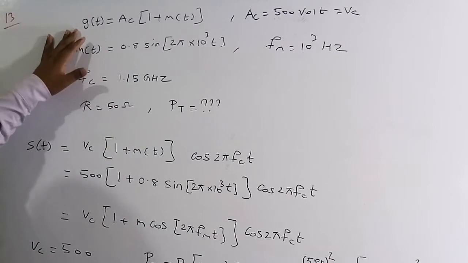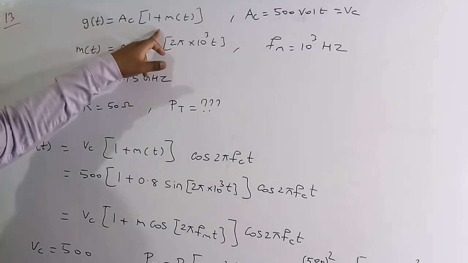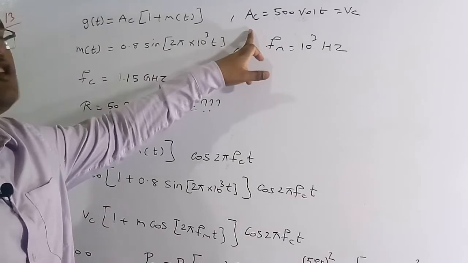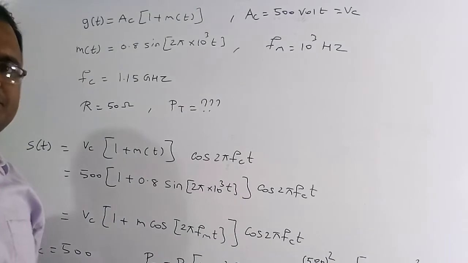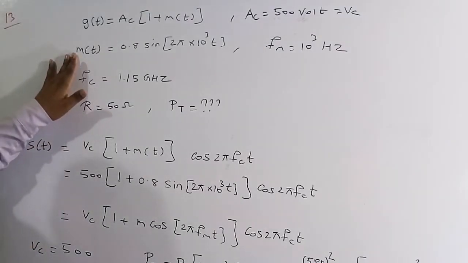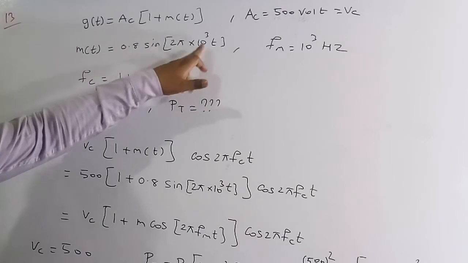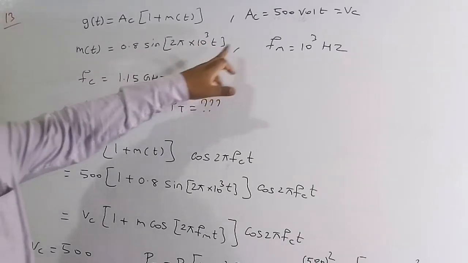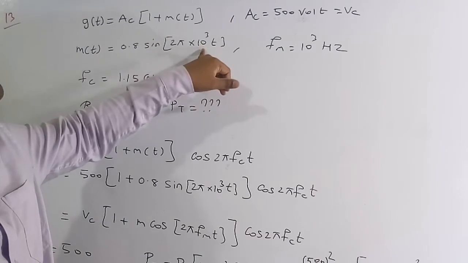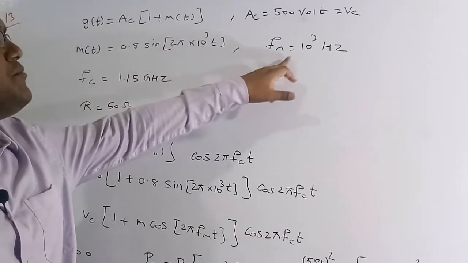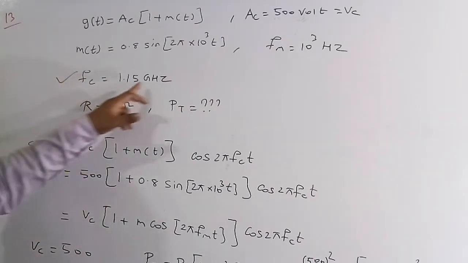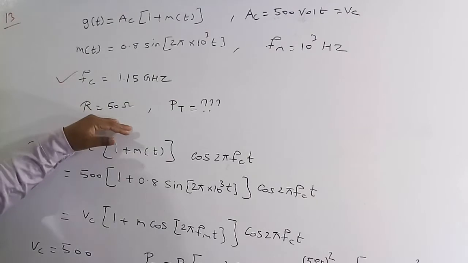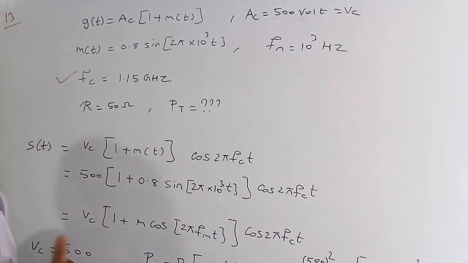The question gives a complex envelope waveform Ac into 1 plus m of t, and Ac is equal to 500 volt. Let me assume Ac is equal to Vc as per our standard equation. The message signal is m of t equal to 0.8 sin of 2 pi 10 to the power of 3 t. If you see carefully, in 2 pi f, the frequency of the message signal is 10 to the power of 3 hertz. The carrier frequency is Fc equal to 1.15 gigahertz, and the resistance of the load is 50 ohm. Now we need to find the power dissipated on this 50 ohm resistor.